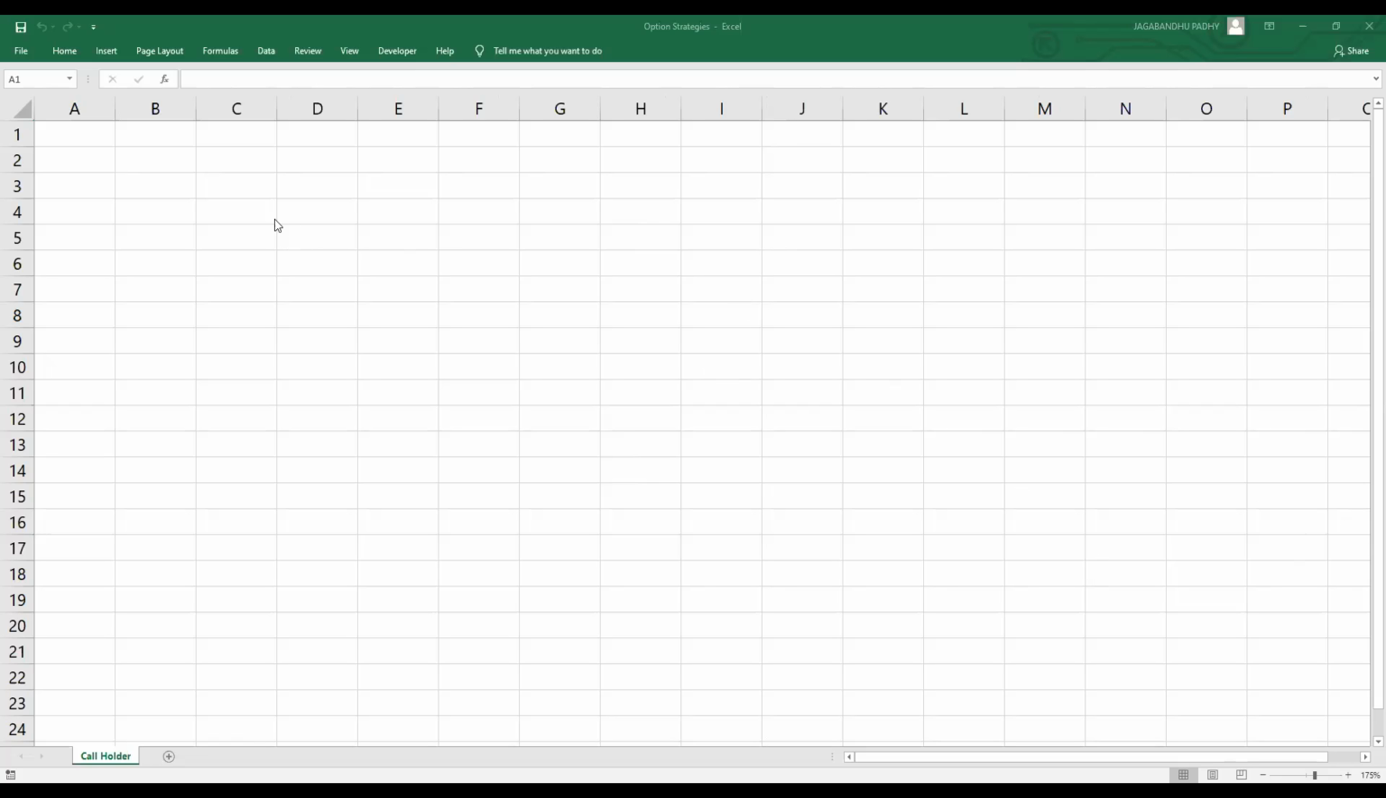This blank Excel file is going to comprise all the option strategies, and the target for today's session as well as in the afternoon is to probably complete all the option strategies and then later go for the option valuations. So let's look at how the payoff for a call holder looks.